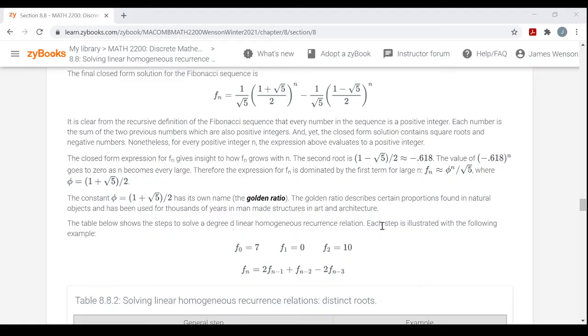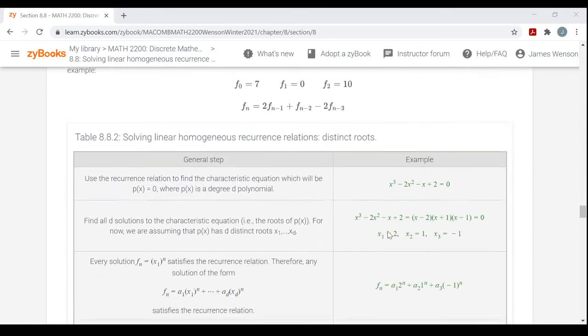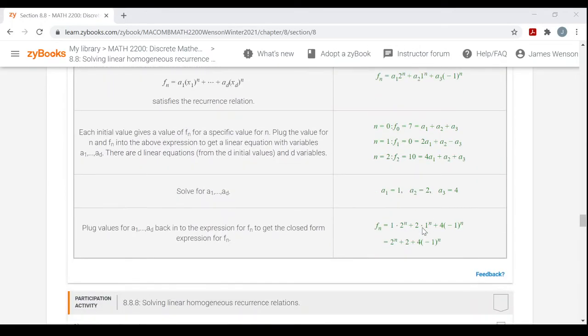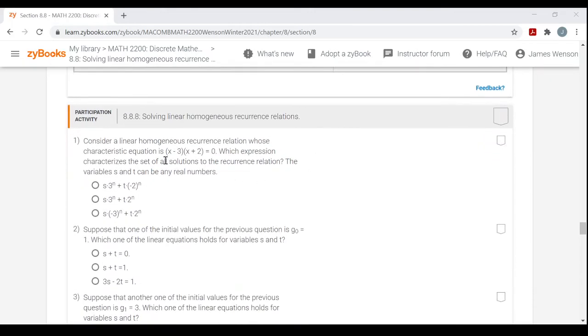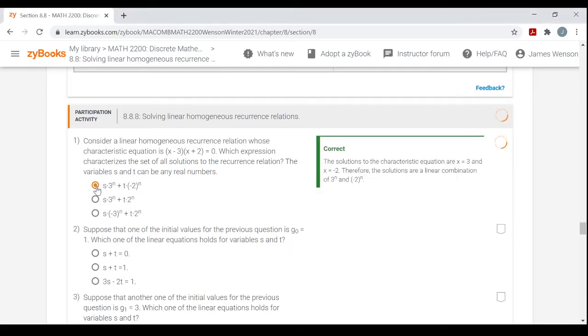So again, you can read through the same steps. They do the same steps I did. They used A1, A2, and A3 instead of C1, C2, and C3. My apologies, it doesn't matter what you call them. So again here, if this was the characteristic equation, you'd have some 3 to the nth and negative 2 to the nth, and some linear combination of those. So this guy here would be a general solution to the recurrence.